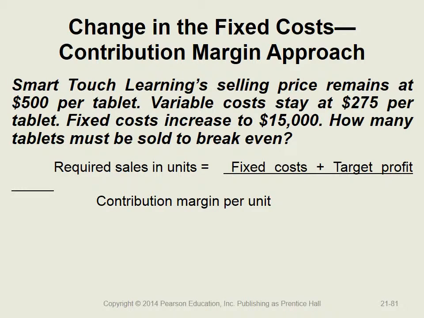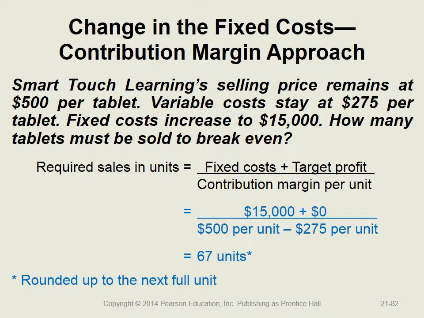Return to Smart Touch Learning's original data, disregarding the changes made in the previous two examples. The company is considering spending an additional $3,000 on website banner ads. This would increase fixed costs from $12,000 to $15,000. If the tablets are sold at the original price of $500 each and variable costs remain at $275 per tablet, what is the new break-even point?